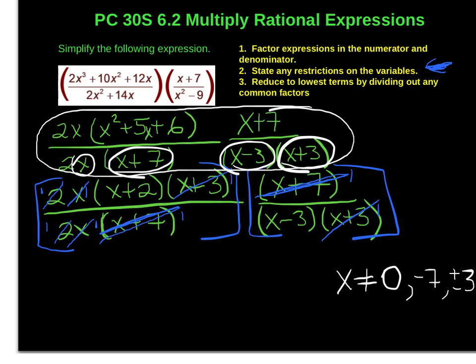Okay, so our final step, we're going to rewrite our simplified rational expression here. So the only thing I have left is an x plus 2 in the numerator, and in the denominator I've got x minus 3. So there's your answer.